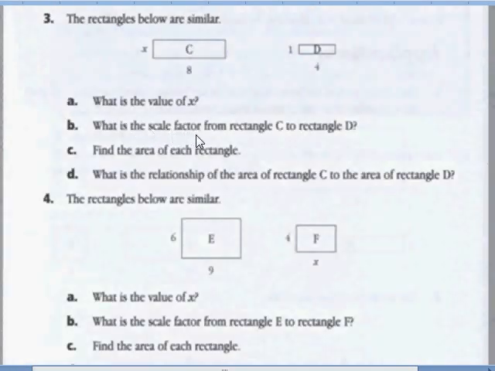B says, what is the scale factor from rectangle C to rectangle D? Alright, well we went from D to C and we did 4 times 2 is 8, so the scale factor from D to C is 2, but they want from C to D. So if the scale factor this way is 2, we learned in class that when you go the other way we have to take the reciprocal or the inverse.